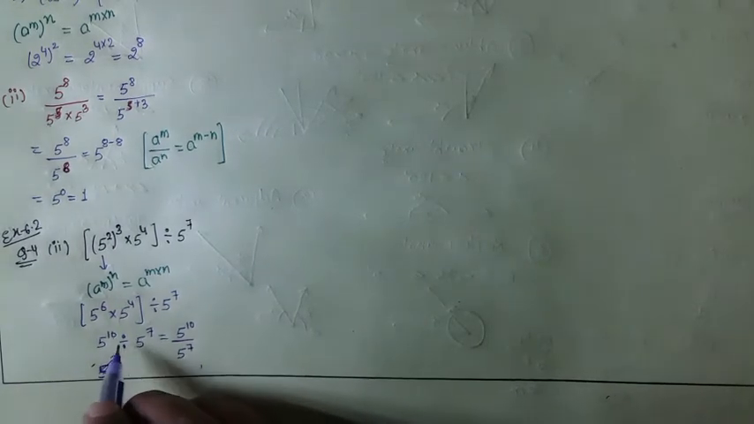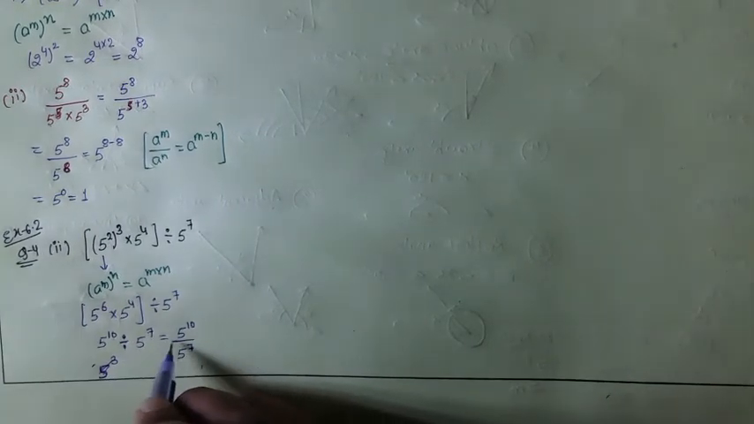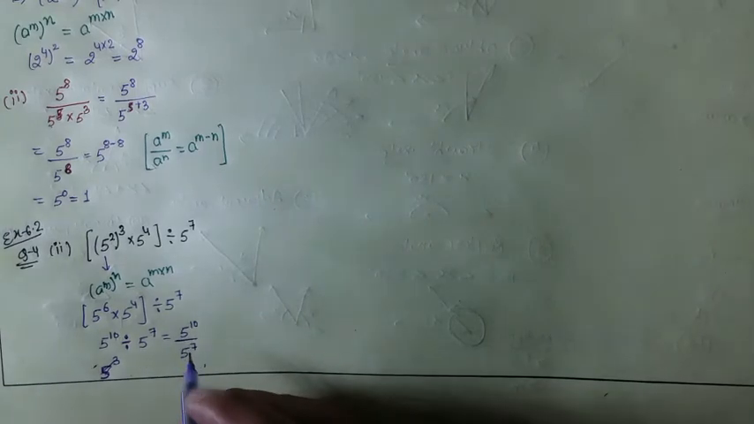This you can write in the fractional form, na. This can also be written as 5 to the power 10 divided by 5 to the power 7. ऐसा भी तो लिख सकते हो. Both are the same thing. Whether you write the division sign or you write it in the fractional form, दोनों same ही है.